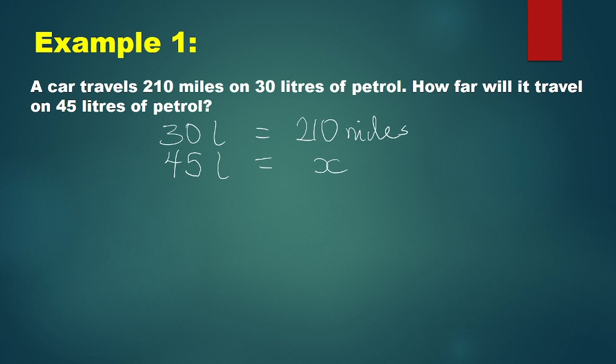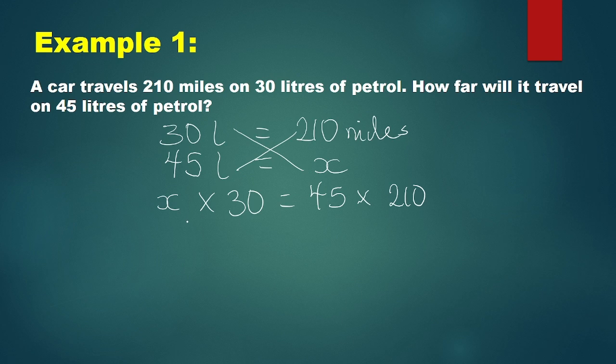Now, I said to solve direct proportion, we use the X method. So what does the X method mean? It simply means that we'll say X multiplied by 30 equal to 45 multiplied by 210. So 30 times X is 30X, 45 times 21. I'll quickly do 45 multiplied by 21.